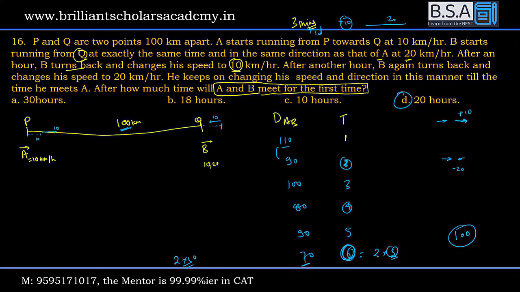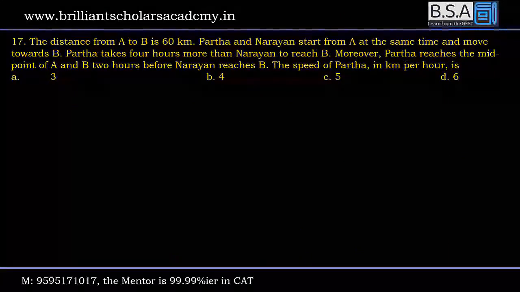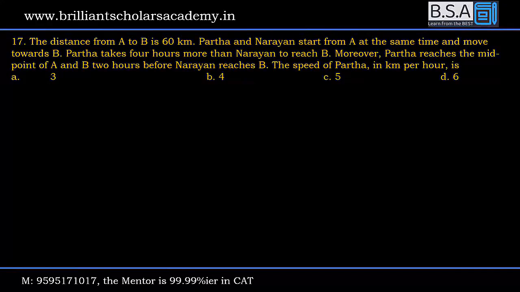Chalo, moving on. No doubts have been presented. Try. The distance from A to B is 60 kilometers. Parth and Narayan start from A at the same time, move towards B. Parth takes 4 hours more than Narayan to reach B. Moreover, Parth reaches the midpoint of A and B 2 hours before Narayan reaches B. The speed of Parth in kilometers per hour is.